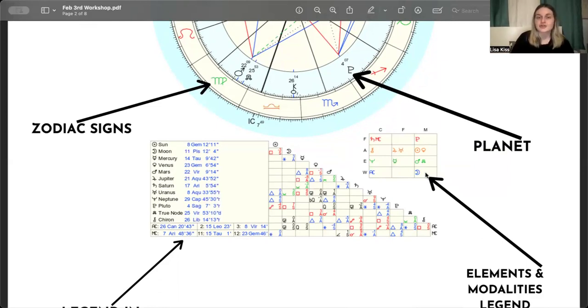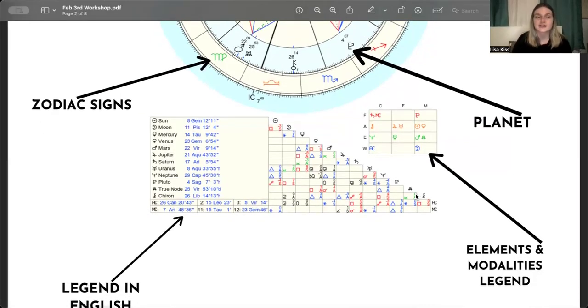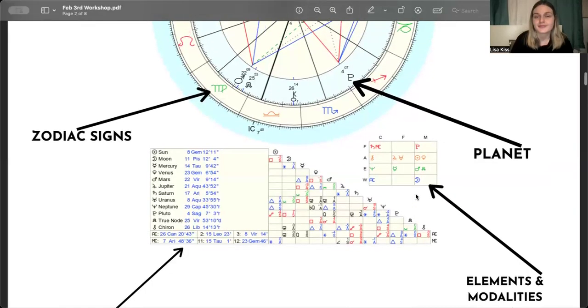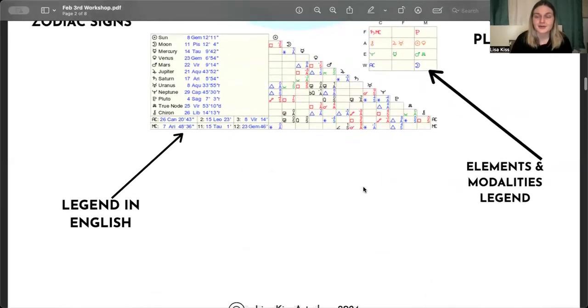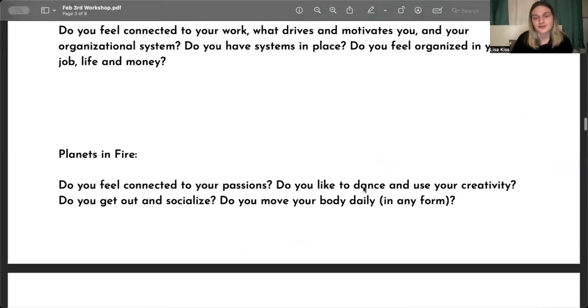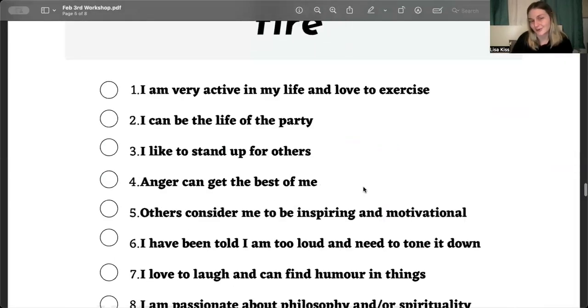So you can share in the chat, or you can share with me after, what you've discovered with the elements, what you're connecting with the most, what your highest element is. And yeah, okay. So that is part 1 of this. So I will move to just scroll back down.